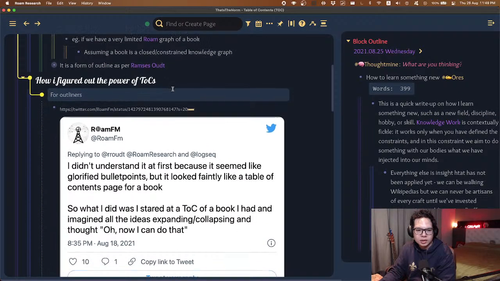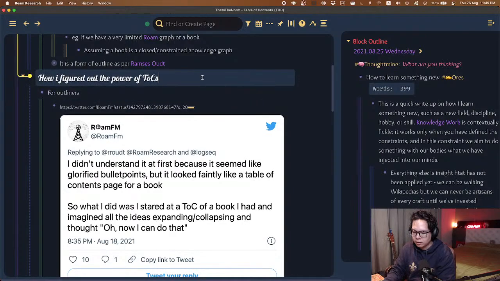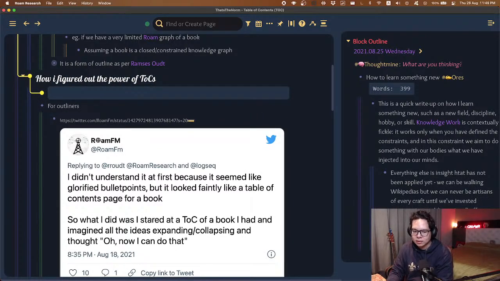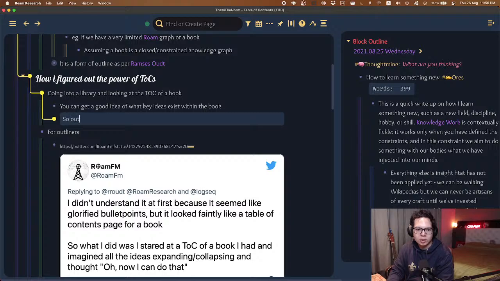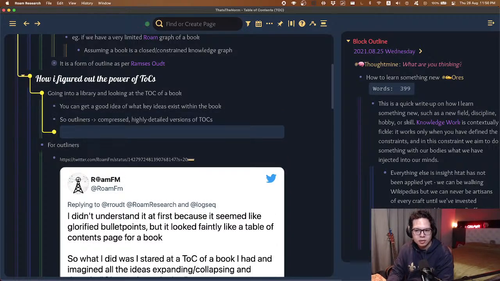Anyway, in this, I wrote that I've always looked at the table of contents of a book as a really good way of summarizing the entirety of a book. Going into a library and looking at the TOC of a book, you can get a good idea of what key ideas exist within the book. So outliners are essentially compressed, highly detailed versions of TOCs. But to understand the impact of that, I needed to understand the power of TOCs.